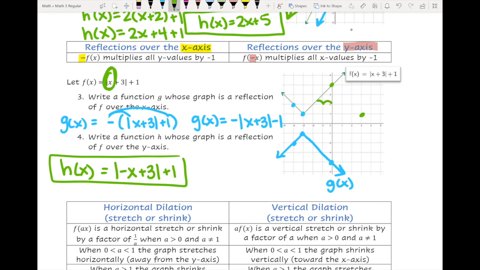This one was 1, 2, 3, 4 to the left of the y-axis. So I'll go 1, 2, 3, 4 to the right of the y-axis. And here's going to be our new graph reflected over the y-axis.